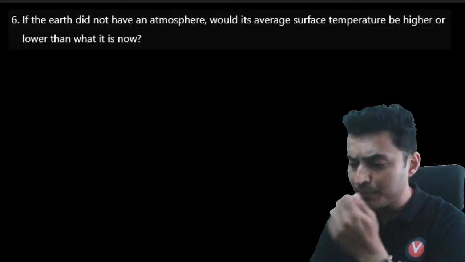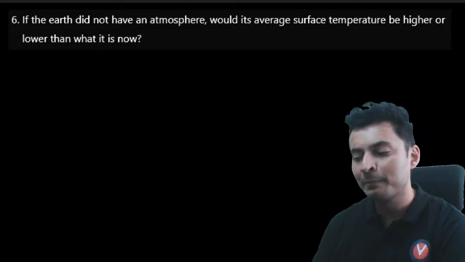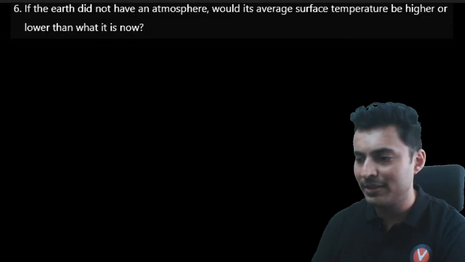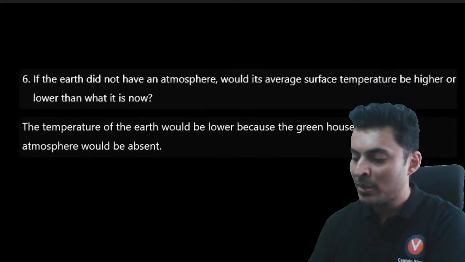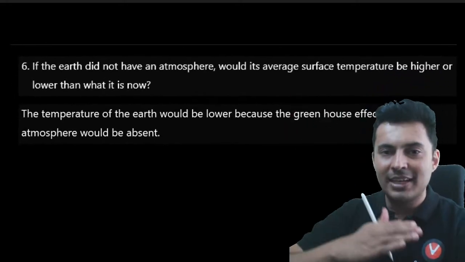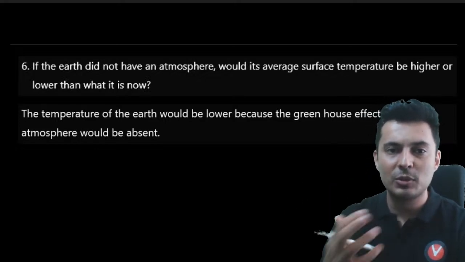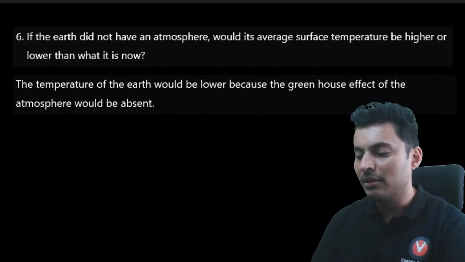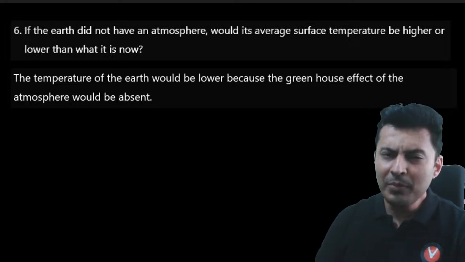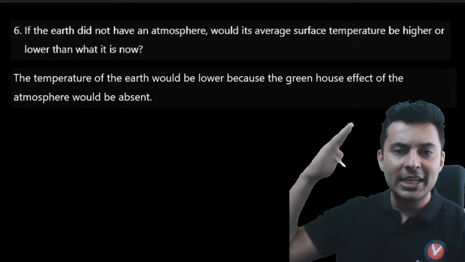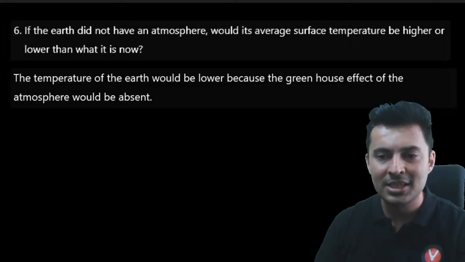If Earth did not have an atmosphere, would its average surface temperature be higher or lower than it is now? If it did not have an atmosphere, there would be no ozone layer, and the heat would not be trapped anymore, so it would be much lower. The energy from the sun gets reflected from the Earth's surface and is trapped in the atmospheric gases due to the greenhouse effect, and that's why the Earth's temperature is warm. The more greenhouse effect happens, the more the temperature of the Earth increases. If there was no atmosphere and no greenhouse effect, all the heat would be reflected, and the temperature of the Earth would be much, much lower.